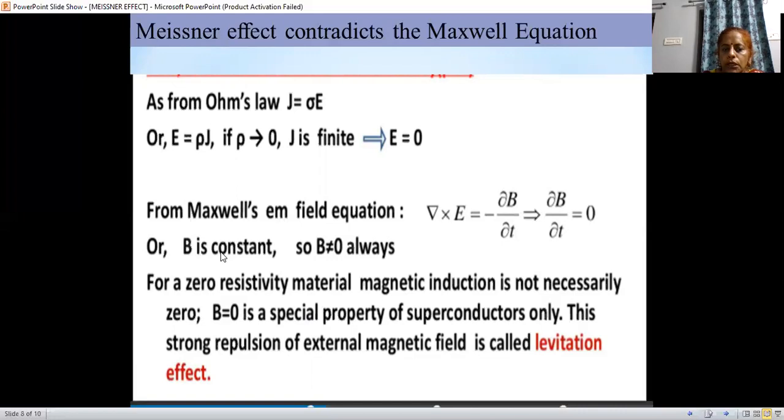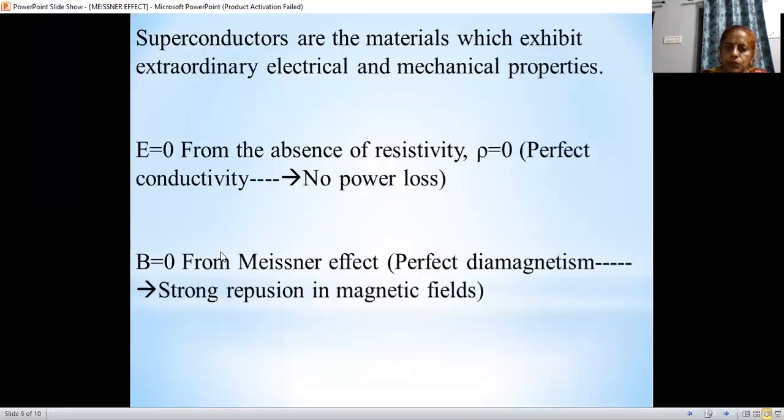So rho is 0 here. We can say that the condition of rho being 0 and B equal to 0 are two important and different, independent characteristic properties of a superconductor. B equal to 0 is a special property, and this strong repulsion of an external magnetic field is called the levitation effect.